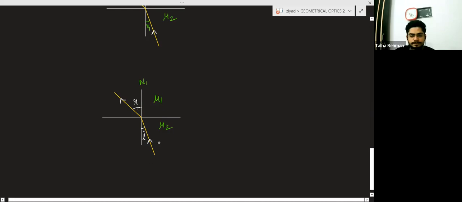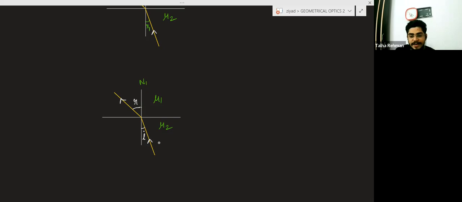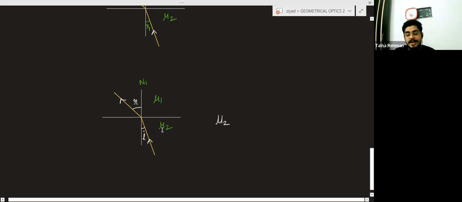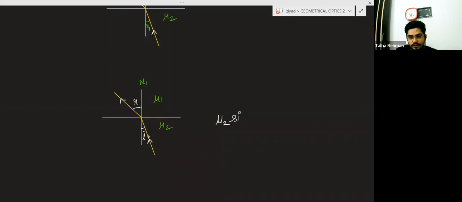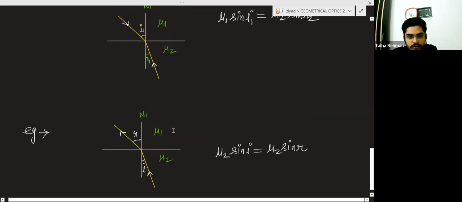Okay, so what will you do? First write the refractive index of that medium. So this is mu2, multiplied with sine of angle with normal. So what is the sine of angle? Sine of i here is equal to mu2 and sine of r. So in this way you will apply Snell's law in solving the numerical.